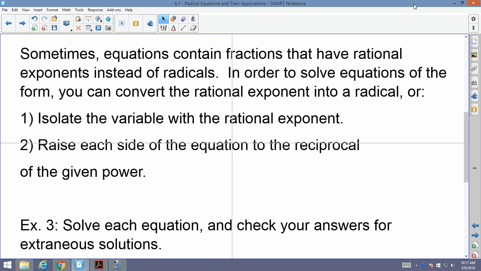Step one, you want to isolate the variable with the rational exponent, kind of like before when you isolated the radical. Number two, now you're going to raise each side of the equation to the reciprocal of the given power. Sometimes teachers teach you to go ahead and convert it back into a radical. You could do it either way. I'm going to show you how to do it both ways, but this is the easiest of the two ways.